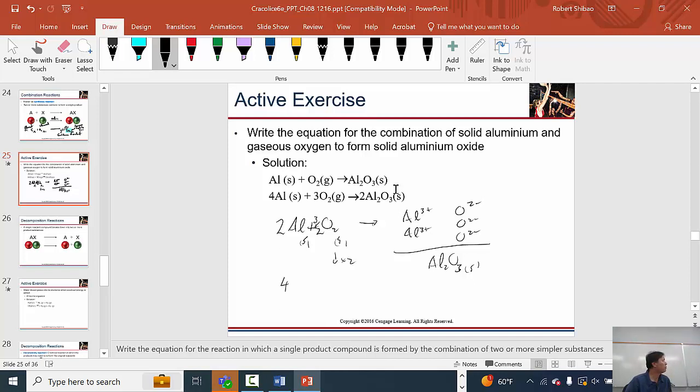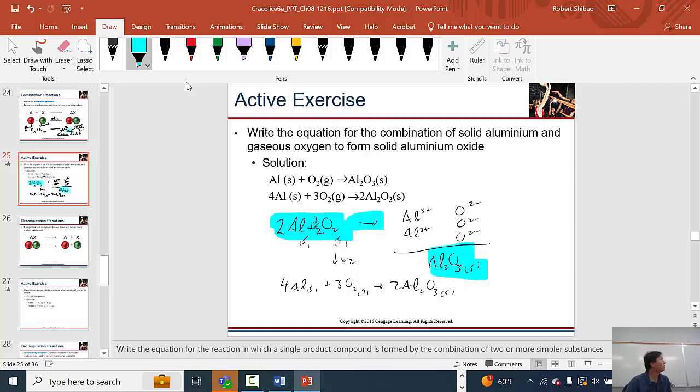And so I end up with 4 aluminums plus 3 oxygens yields 2 aluminum oxides. Yeah, on the first equation, I have 2 aluminums and 3 oxygens on the left, and I have 2 aluminums and 3 oxygens on the right. That's the first equation. On the second equation, I double everything to get rid of the fraction. I don't want the 3 halves fraction.